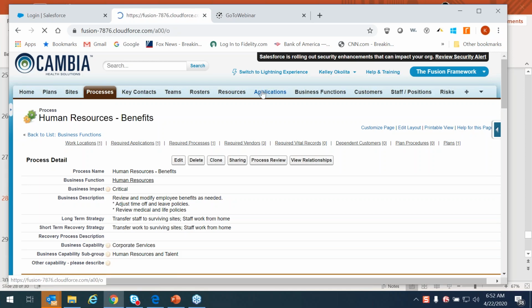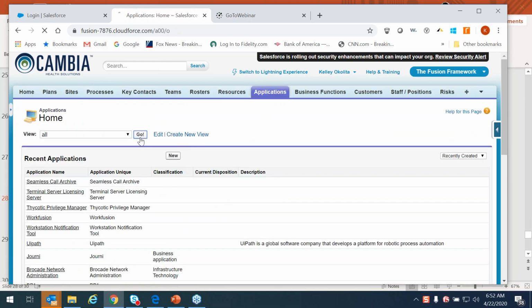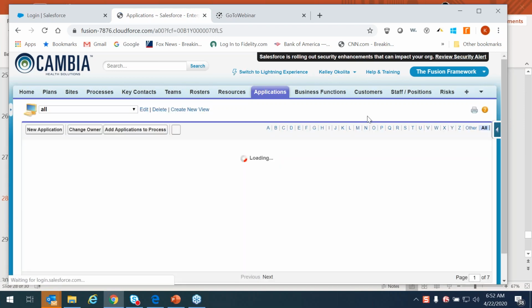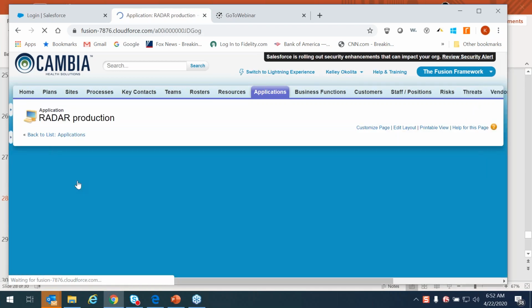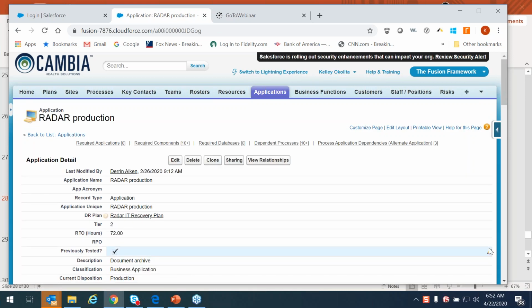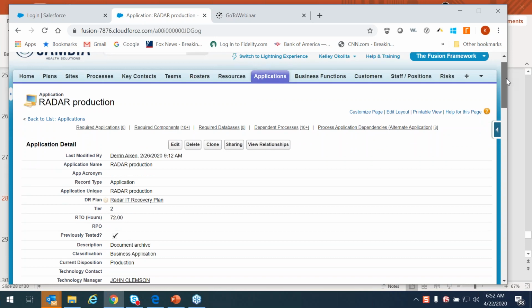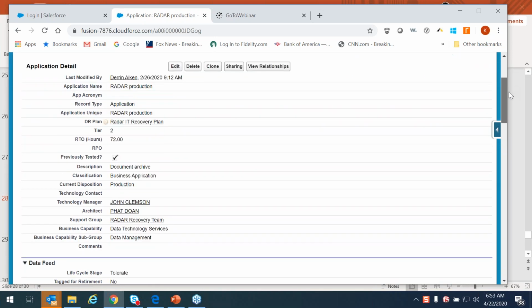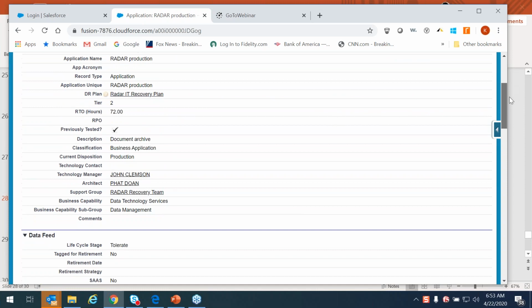And if I look at applications, just to give you an idea of the detail we capture on applications, I'm going to use Radar because it's easy for me to explain what Radar does. Radar is our imaging application, so those things that come in for the business lines to process as work and need to go through that work management program come in through Radar. That's our application. It's a tier 2 application. A tier 2 application in our world has a 72-hour RTO. It's a document archive. Business application, it's in production.